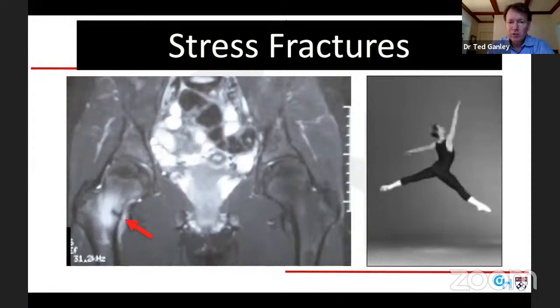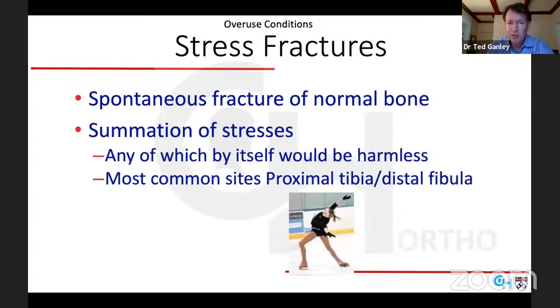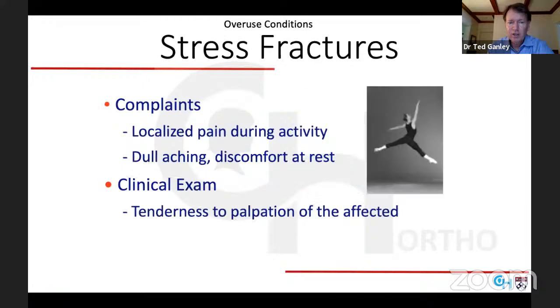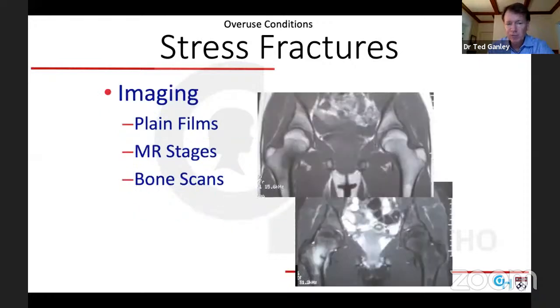Then, moving on to stress fractures, I'm not actually treating stress fractures surgically in the knee. So where am I treating stress fractures in the knee surgically? Again, it's that summation of stresses, any one of which by itself would be harmless. And then you will get the classic complaints and clinical exam, tenderness to palpation, and the imaging: plain films, MR, and bone scans.